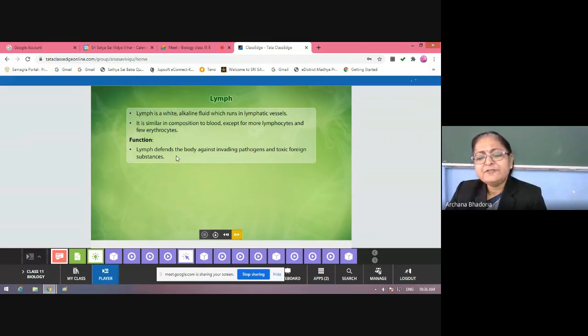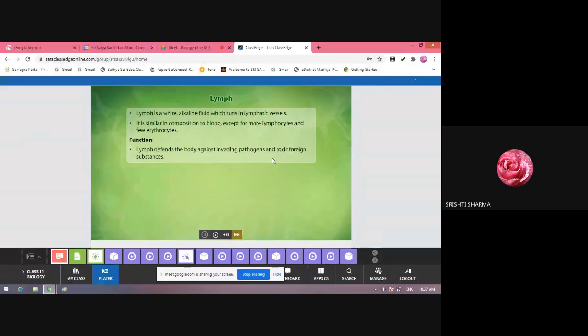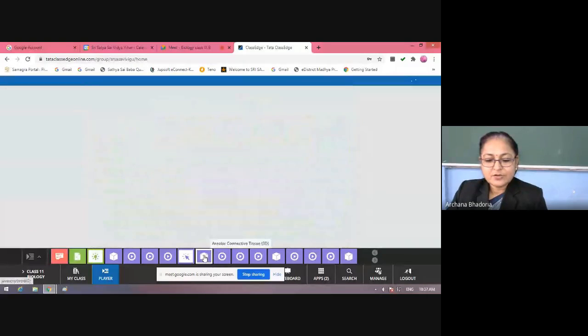So write down the function. It defends the body against invading pathogens. Take down the sentence. As simply you can write down in your simple words, children, that it develops immunity or resistance power against the invading pathogens. मतलब जो pathogens हमारी body में enter हो रहे हैं. Against invading pathogens and toxic foreign substances. And the second function, write down, children, it transports fats, that is fatty acids. So everyone completed? Yes or no? Yes ma'am. Okay. So rest all I don't have to take up.